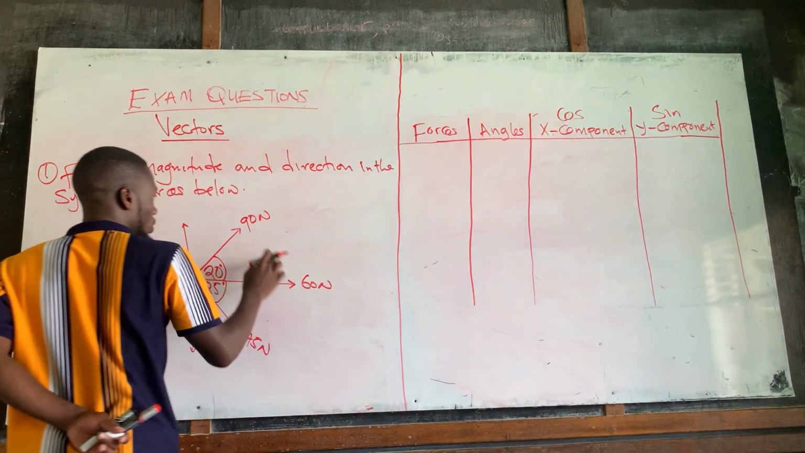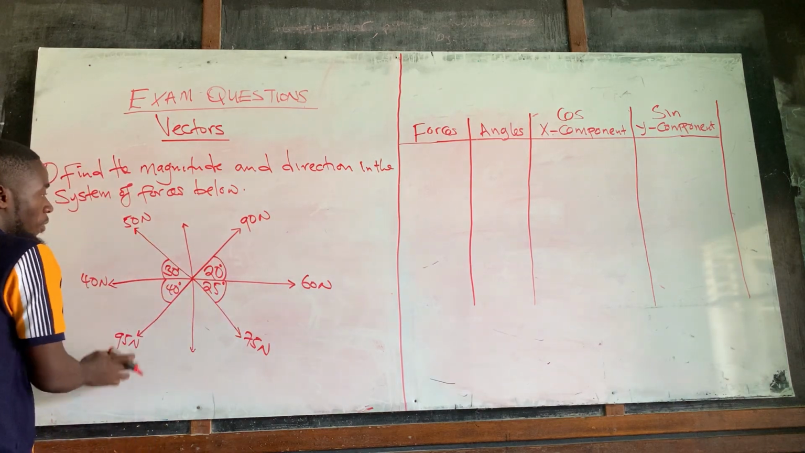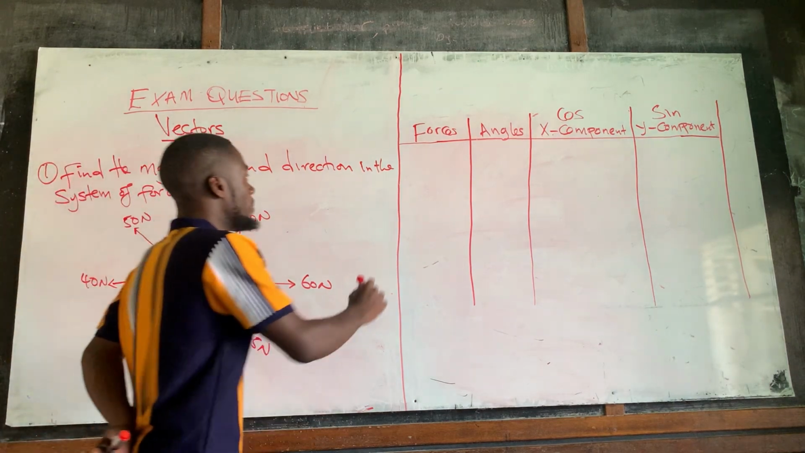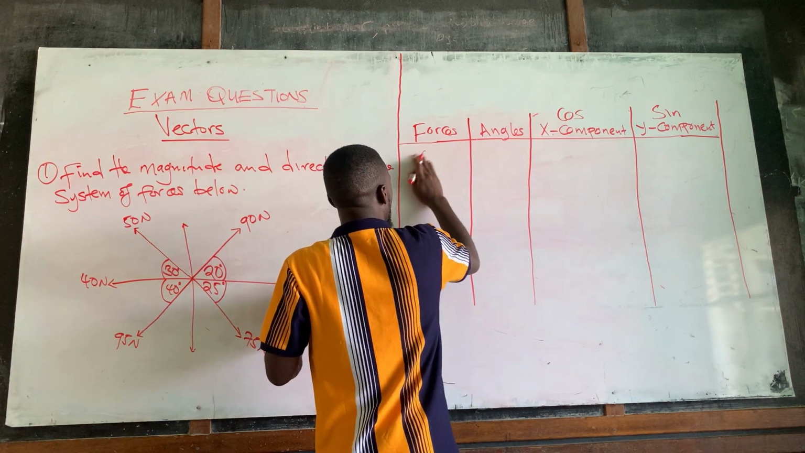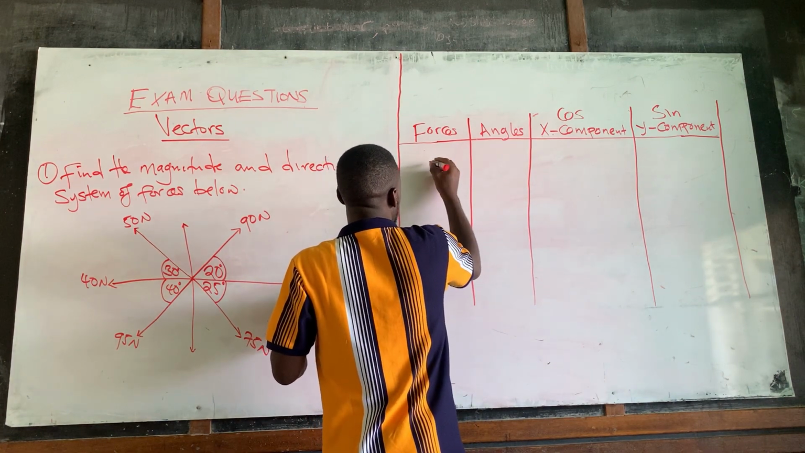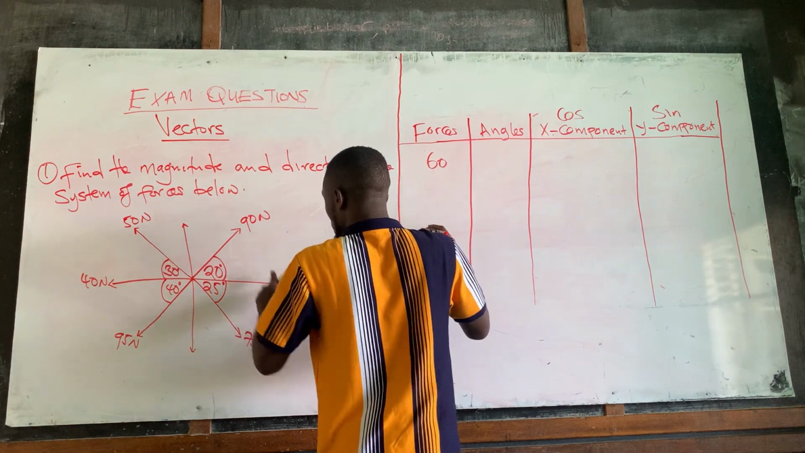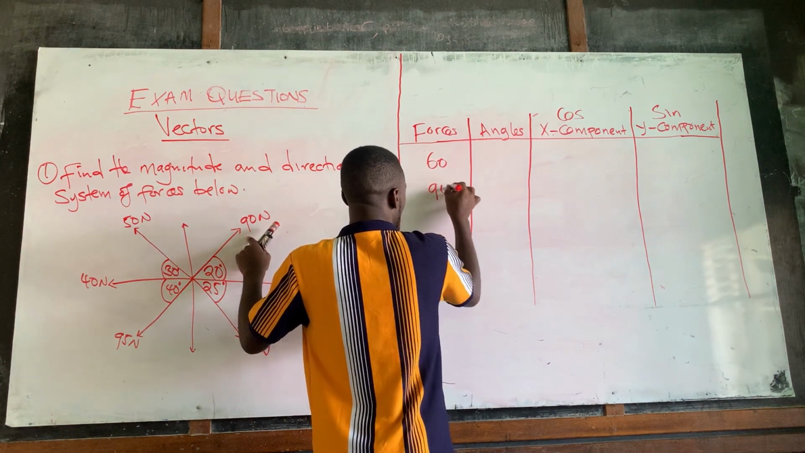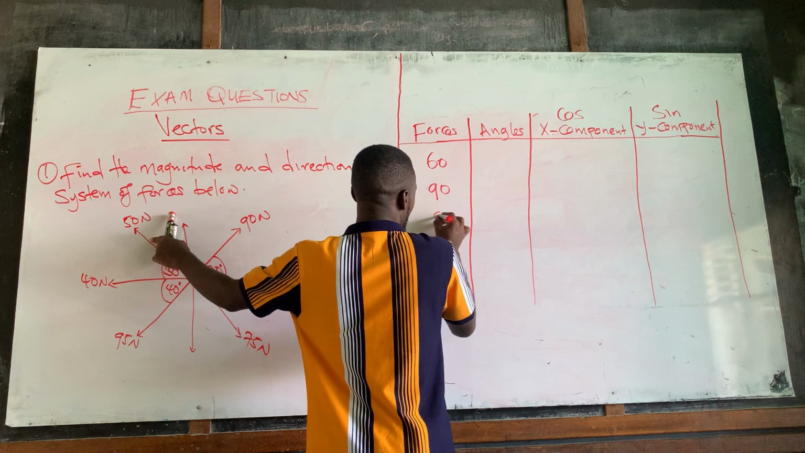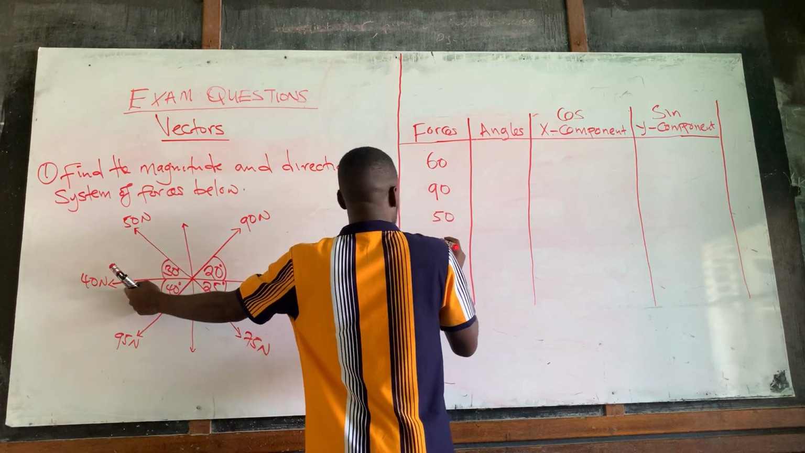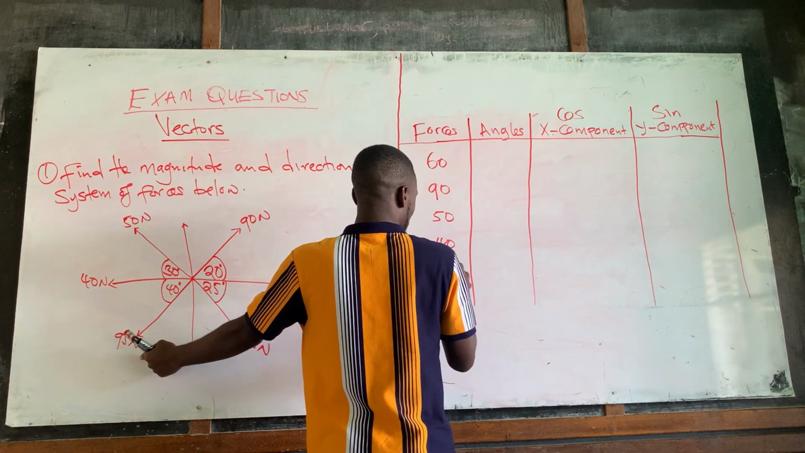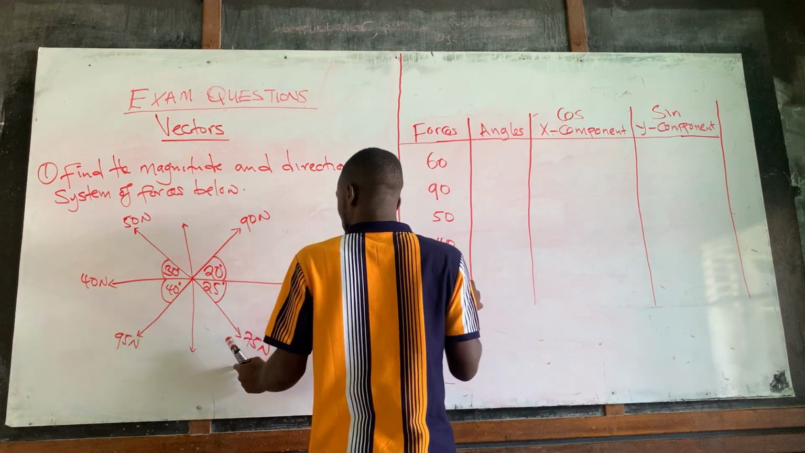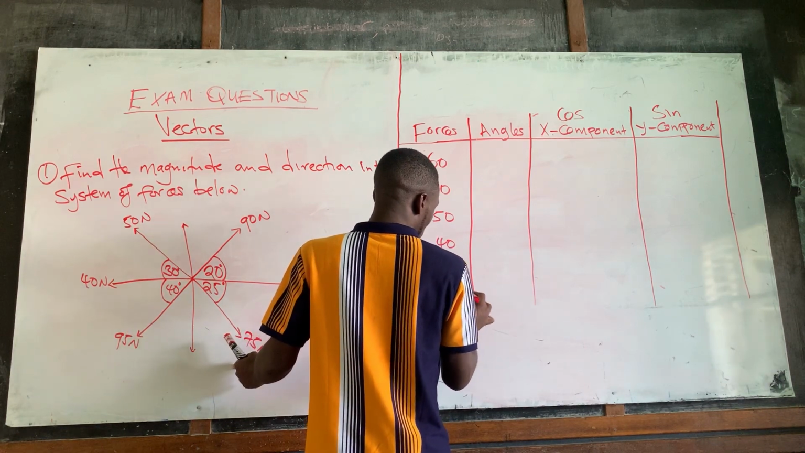We have 1, 2, 3, 4, 5, 6 here. So you need to put them here. Starting from this one, we say 60 newtons. Next is 90, next is 50, next is 40. From 40 we go to 95. From 95 we go to 75 there, okay?